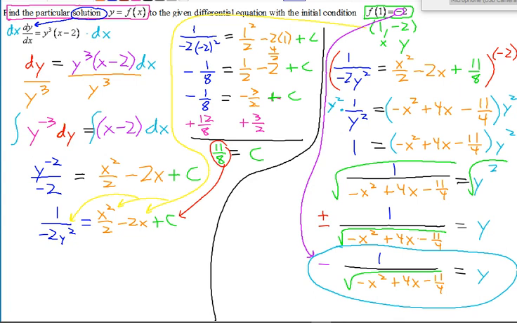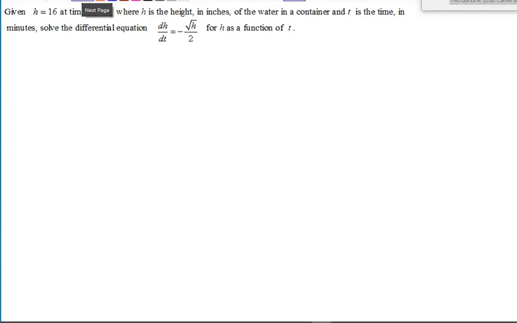All right, let's take a look at one more of these separation of variables problems. This one's a little different because it's got different letters in it, basically, and it's worded a little different.